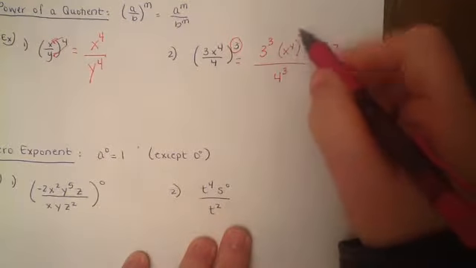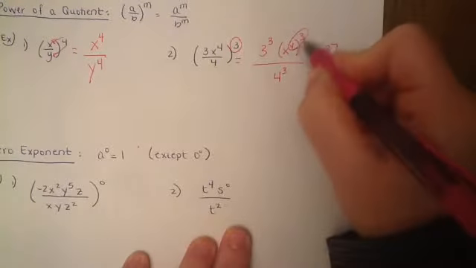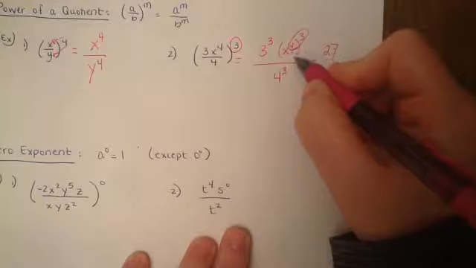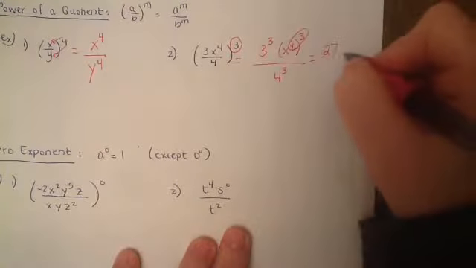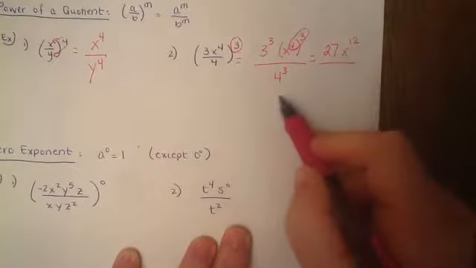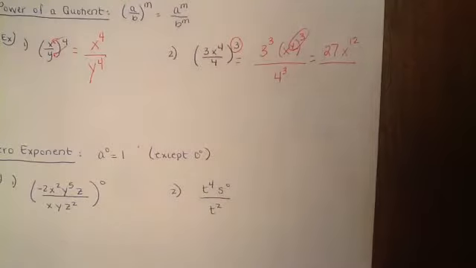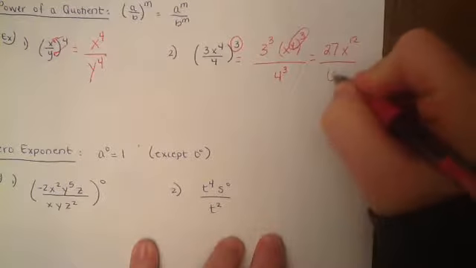Yesterday we talked about an exponent to an exponent. Okay. What do you do with these exponents here? Multiply. This will become x to the 12th all over 4 cubed. 4 times 4 is 16. 16 times 4 is 64.